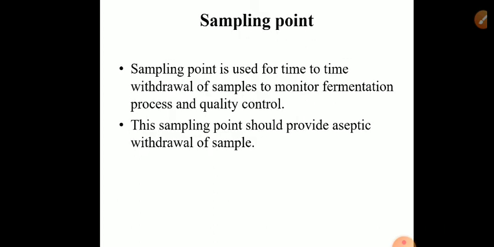Every vessel should be provided with a sampling point. Why? Because we need to withdraw samples during the course of fermentation from time to time, so that we can monitor whether the product is produced and in how much quantity. So we need a sampling point, and the sampling point should provide aseptic, non-contaminated withdrawal of samples.